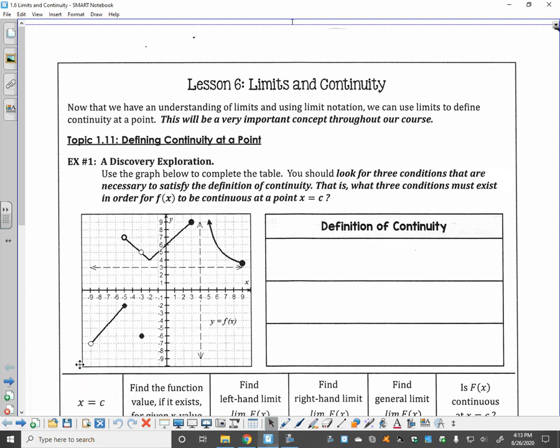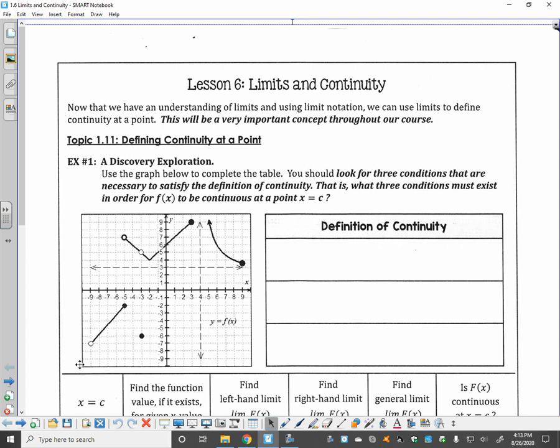So lesson 6 is on limits and continuity. Okay, we've been all over limits, but this is your first introduction into the true definition of what makes a function continuous. Now that we have an understanding of limits and are using limit notation, we're going to use limits to define continuity at a point.